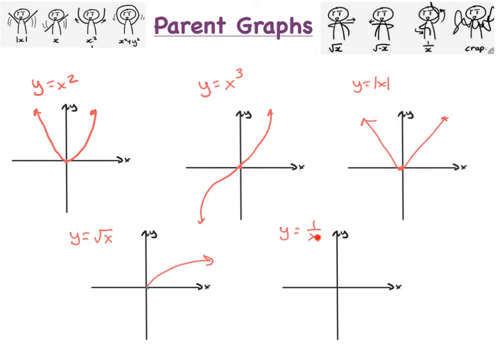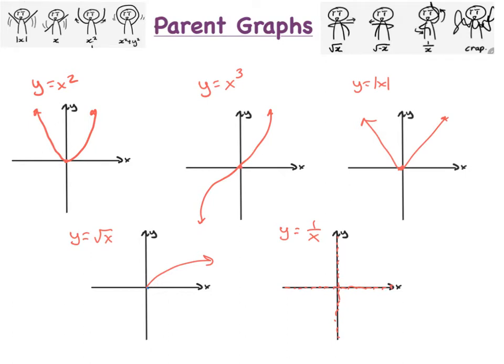Y equals 1 over x. Remember, the one thing that we can't do with fractions is we can't divide by 0. So x is not allowed to be equal to 0, which would be right here on top of the y-axis. So what we have here is an asymptote at x equals 0. Also, y will never be equal to 0. There is no value that would make 1 over x equal to a 0. So we have 2 asymptotes.